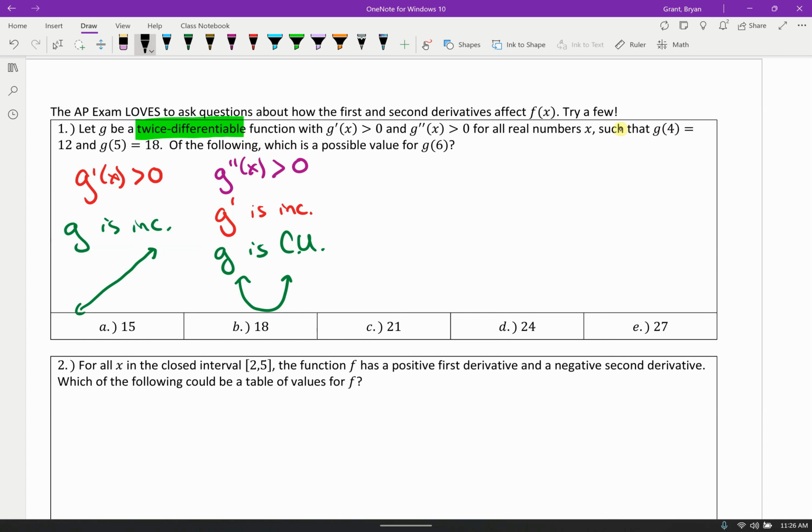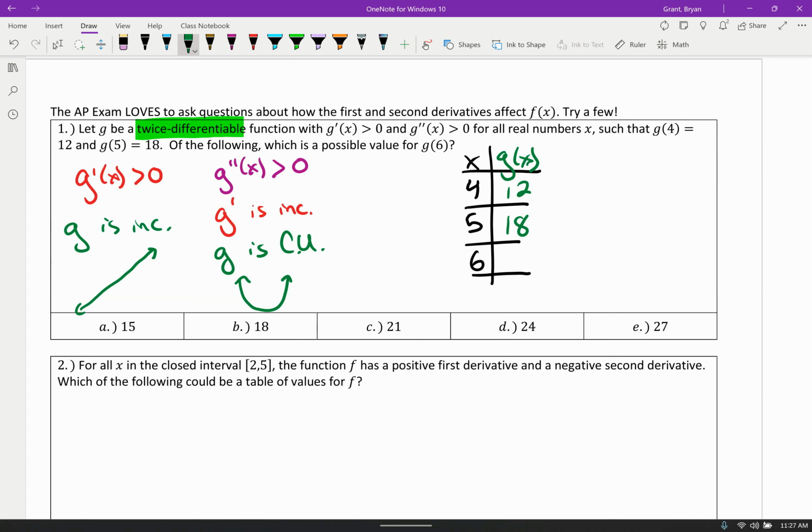We know that g of 4 is 12 and g of 5 is 18. What's a possible value for g of 6? So I'm going to make a quick input-output table. X, g of x, and we have 1, 2, 3 values here. We have 4, 5, and 6, and g of x we'll do in green again. Great. We know the first output is 12, and the next one is 18.